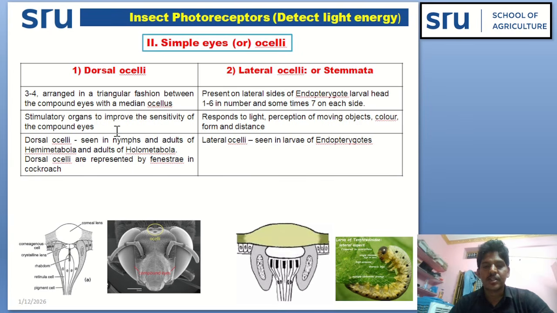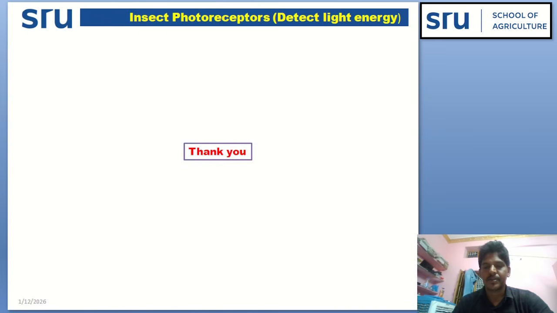The dorsal ocelli are seen in the nymph and adult of hemimetabola and adult of holometabola insects, and dorsal ocelli of cockroach are represented by fenestrae. Lateral ocelli are seen in larvae of endopterygotes. Thank you.